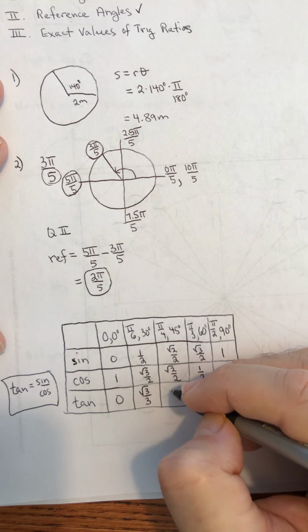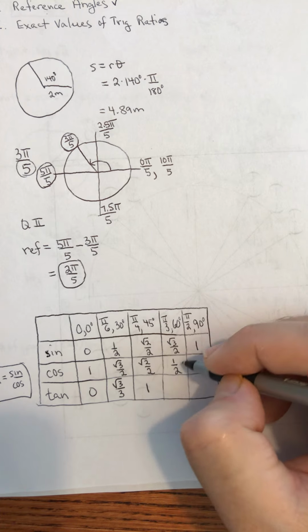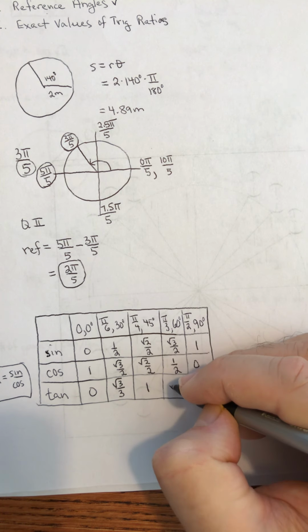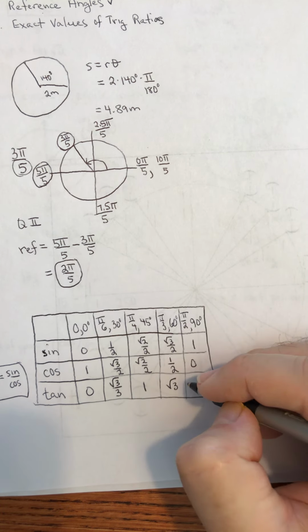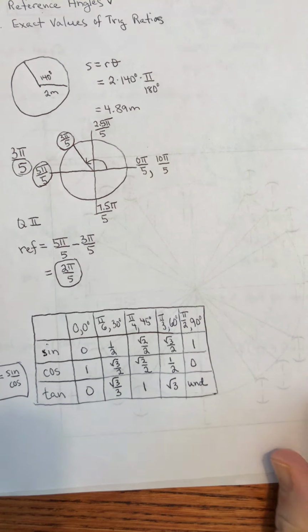Any number divided by itself is 1. Take this second one, flip it over, and multiply. The 2's are going to cross out. You get the square root of 3, and you can never divide by 0, so that's undefined.